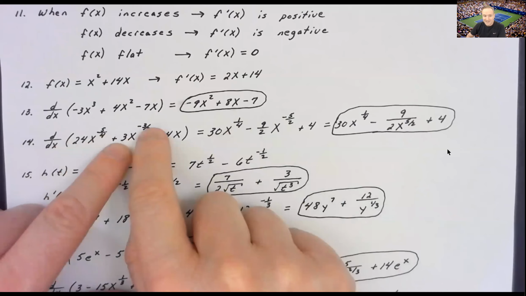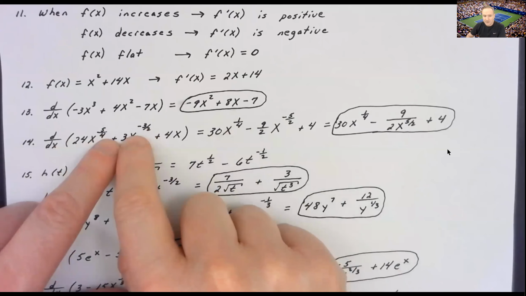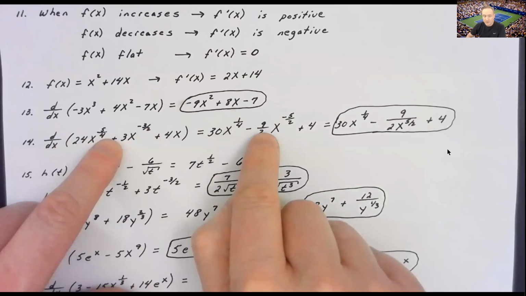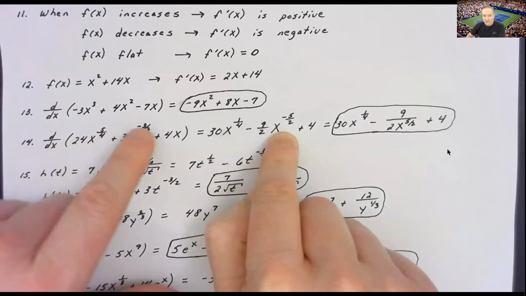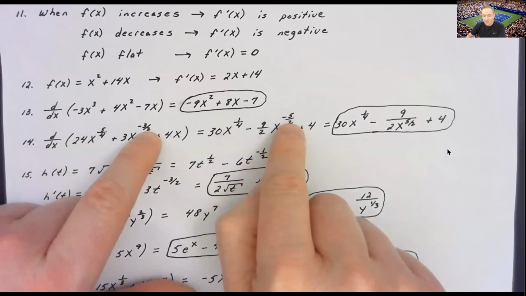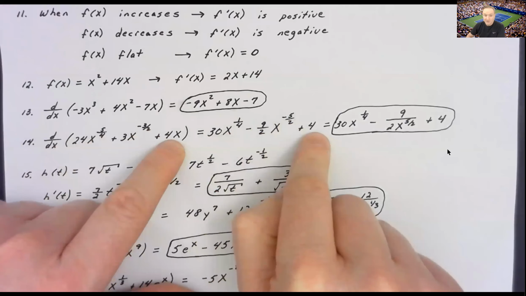My next term, I said negative 3 over 2 times 3. That's going to be minus 9 over 2 as a coefficient. And then I'll have x to the negative 3 over 2 minus 1 power for the negative 5 over 2 power. My last term, the constant, just derivative of 4x is 4.